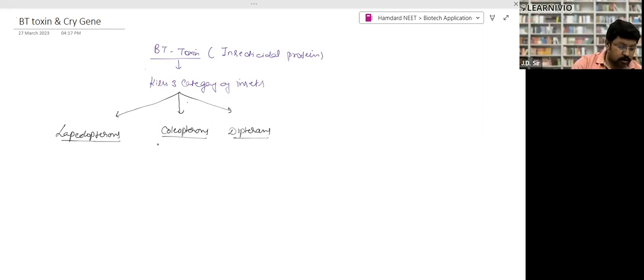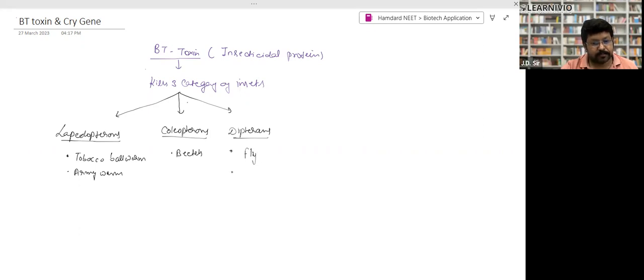In Lepidopterans, tobacco bollworm and army worm come. So it kills Lepidopterans. It kills Coleopterans. Under Coleopterans, beetles come. Under Dipterans, fly and mosquito come. So Bt toxin can kill Lepidopterans, Coleopterans, and Dipterans, all of them. Means it can kill tobacco bollworm, army worm, beetles, fly, and mosquito.